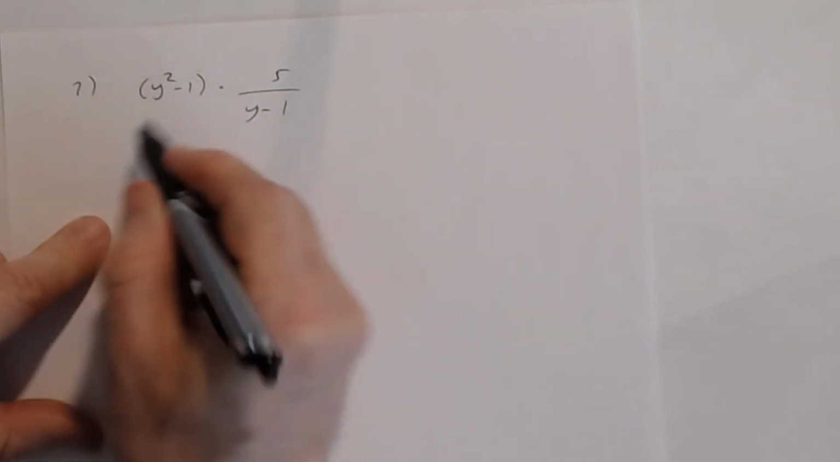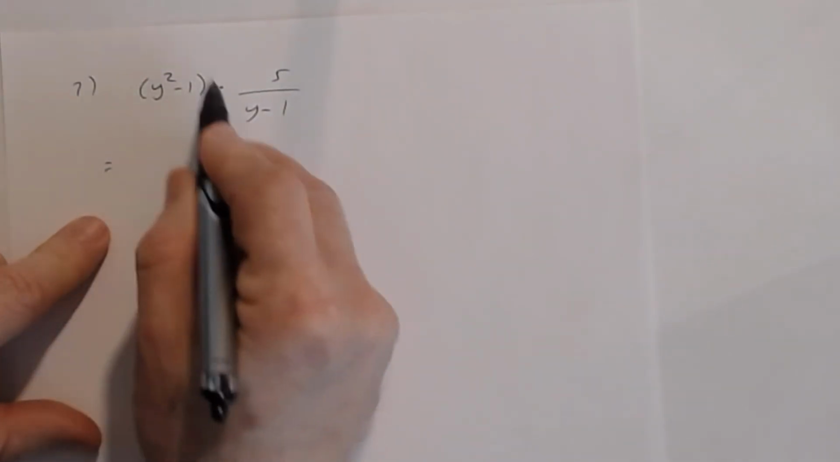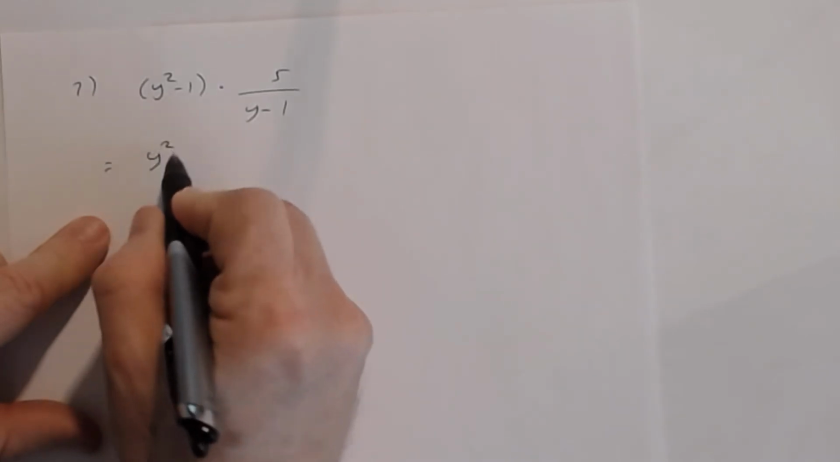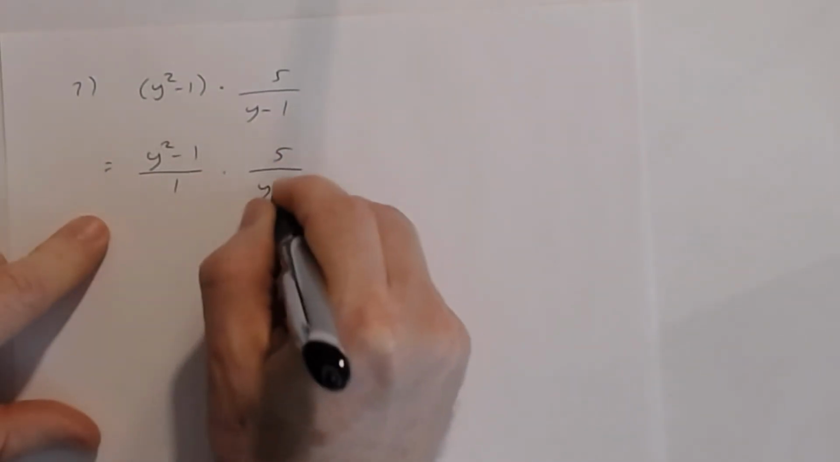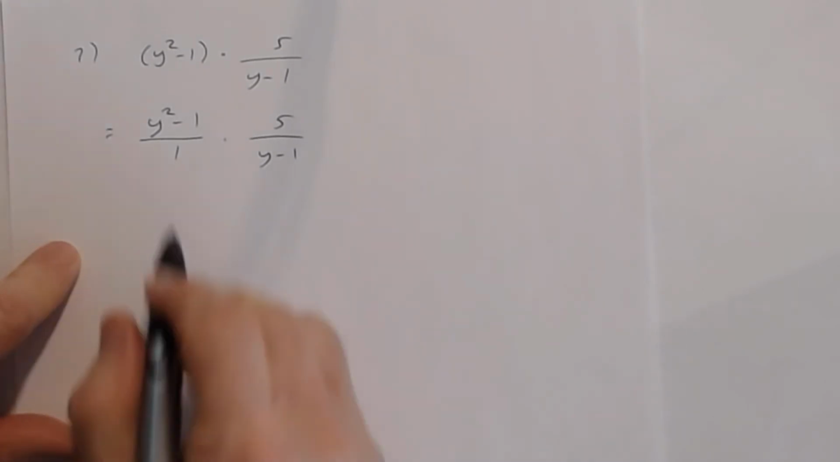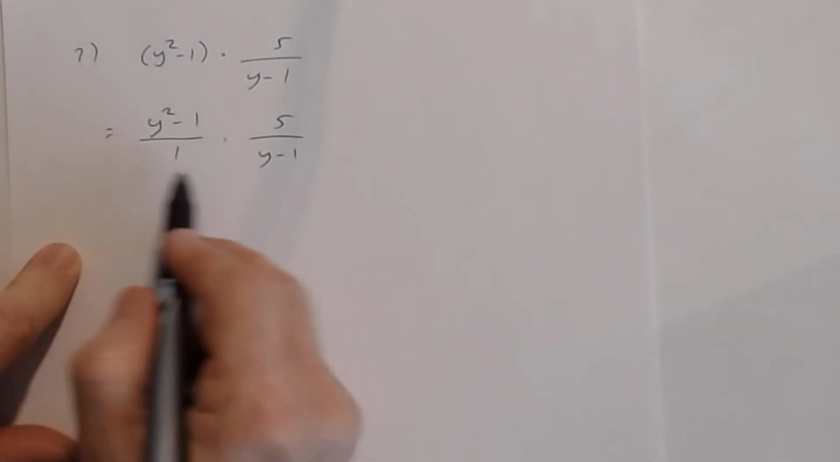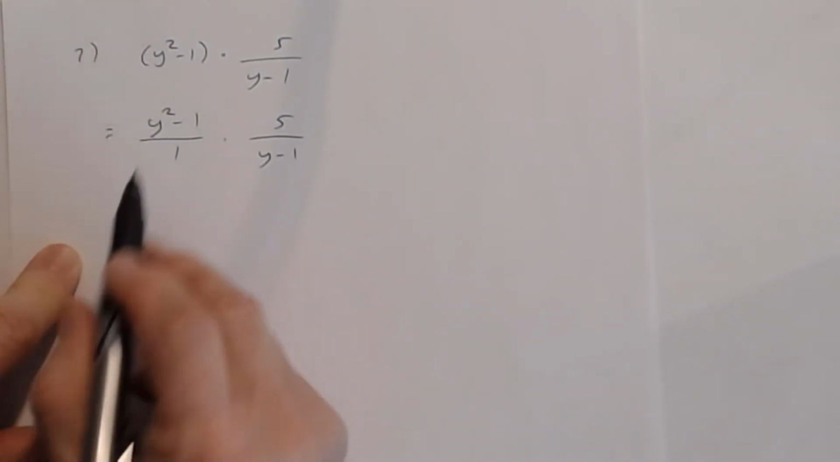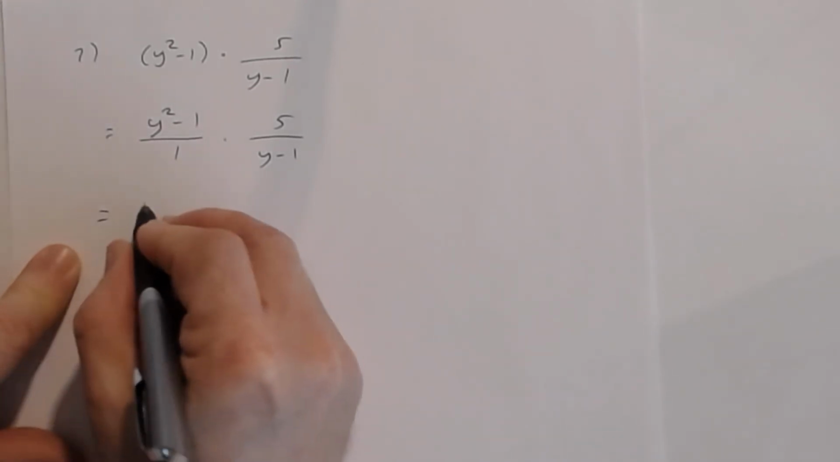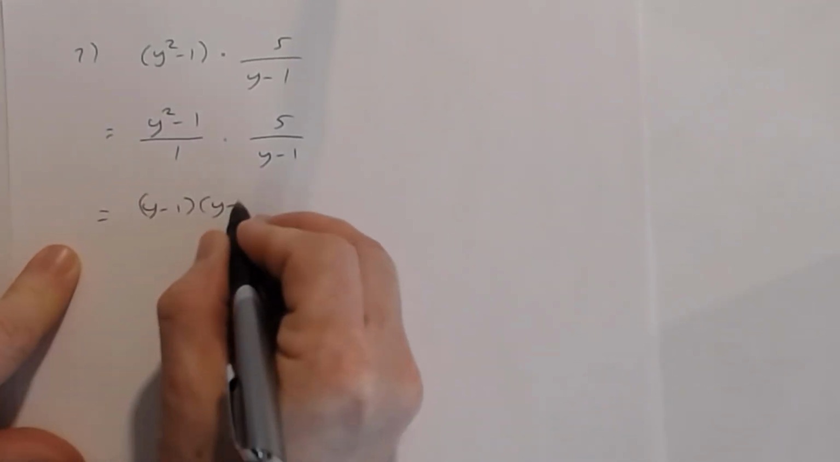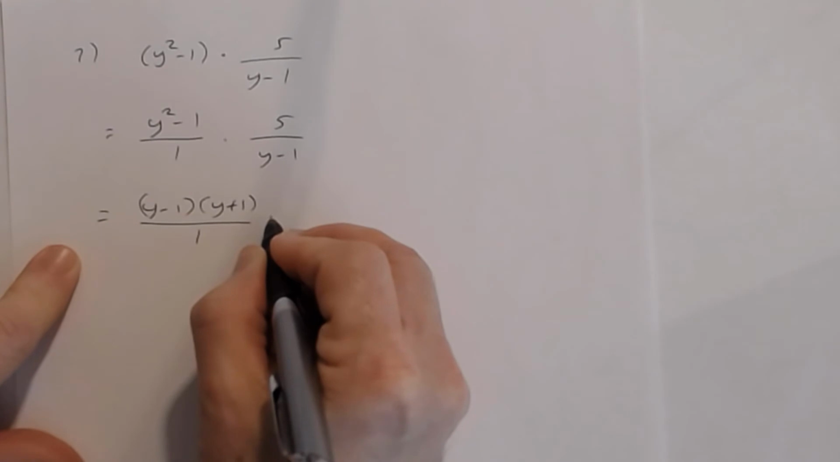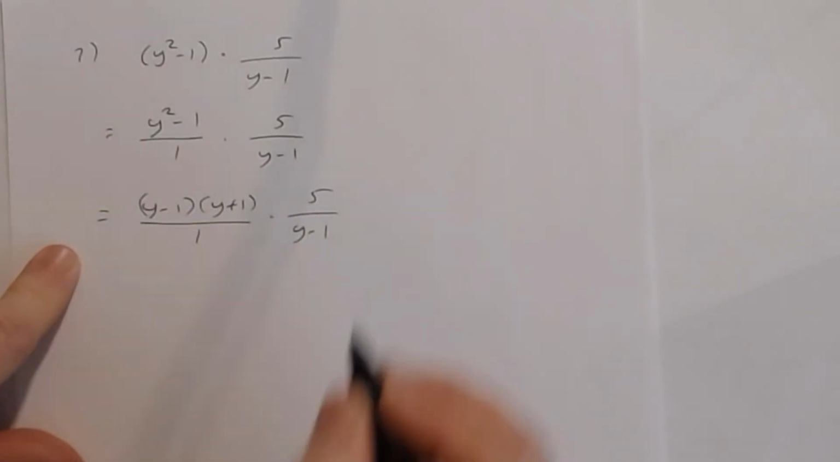Well, if you have to, rewrite this part as y squared minus 1 divided by 1, if that helps. Put that over 1, because that's the same thing as this. Times 5 divided by y minus 1. And so now all you're going to do is factor. The only thing you can factor is this one right here. That's the difference of two squares. And so you get y minus 1, y plus 1 divided by 1 times 5 divided by y minus 1.